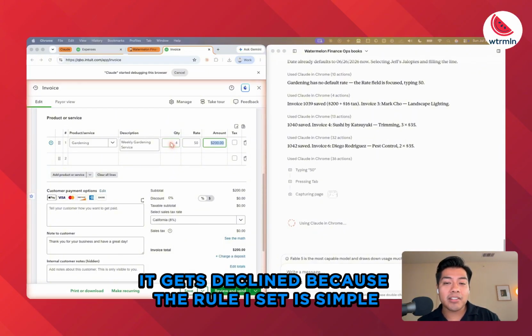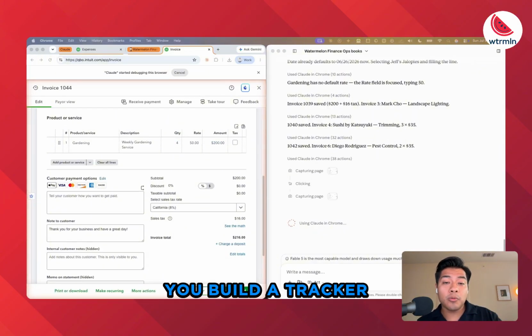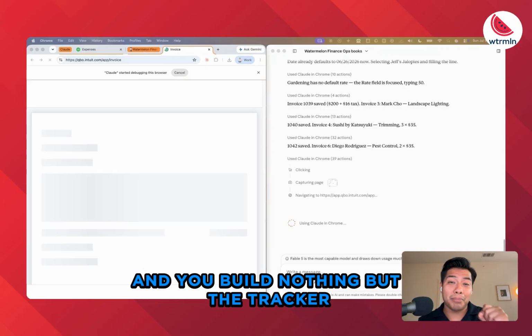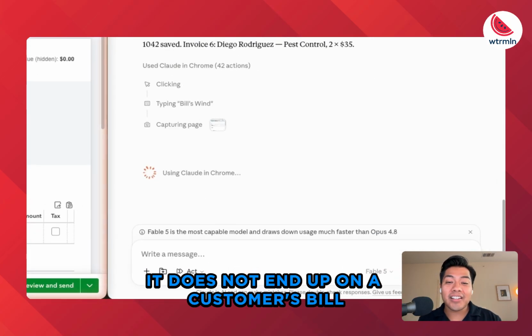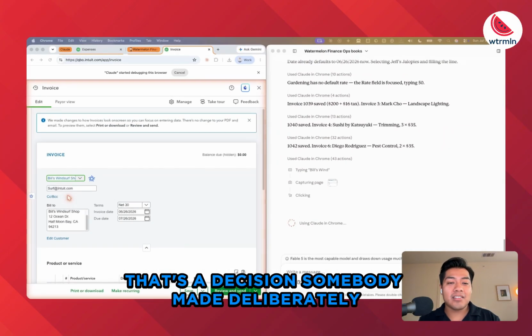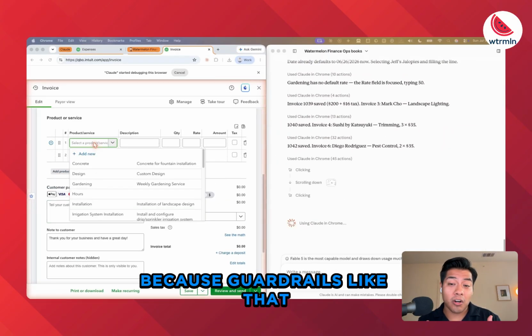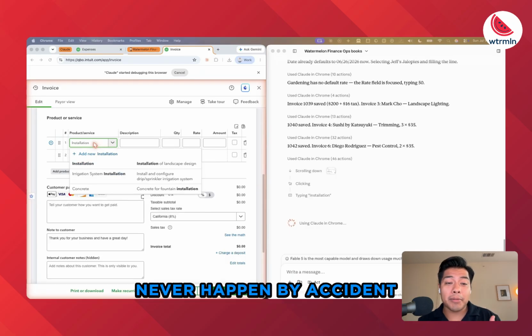It gets declined because the rule I set is simple. You build a tracker and you build nothing but the tracker. If a charge isn't in the source file, it does not end up on a customer's bill. That's a decision somebody made deliberately because guardrails like that never happen by accident.